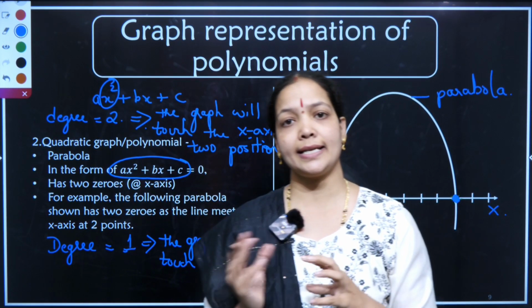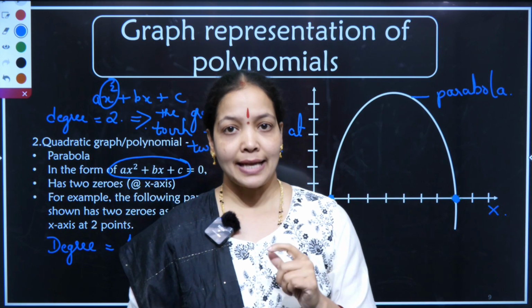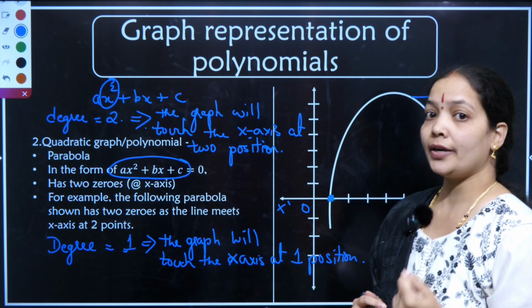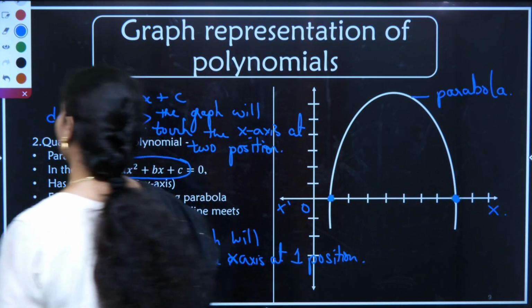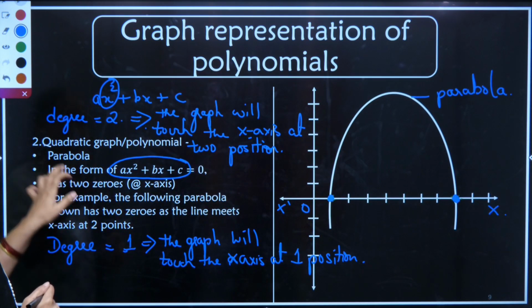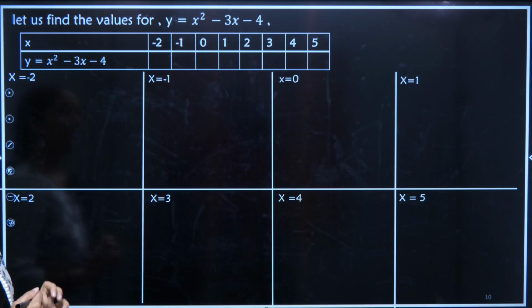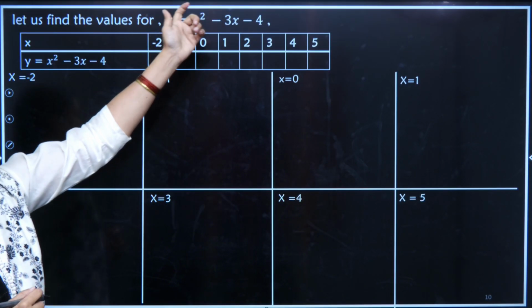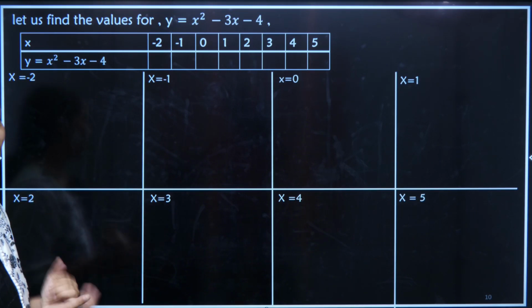If it is touching the x-axis at two different positions, what is the nature of the equation? That specification, if you are able to adopt, polynomials is going to be a very easy chapter for you. So, moving on to the next slide, that is giving us information about the equation which we will be plotting in the next slide.